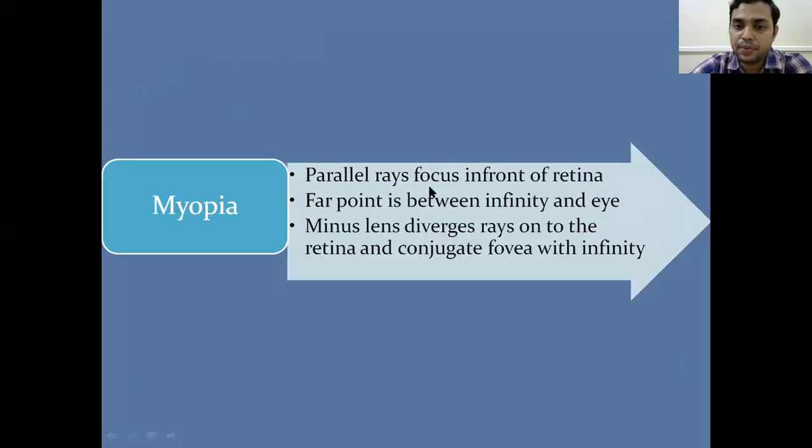Whereas in myopia, the parallel rays are focused in front of the retina. So the far point is between infinity and the eye, and we need a minus lens to diverge rays, in order to make infinity conjugate with the fovea. So this is about the far point.